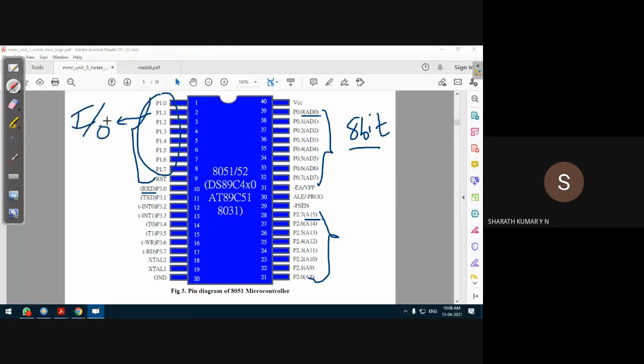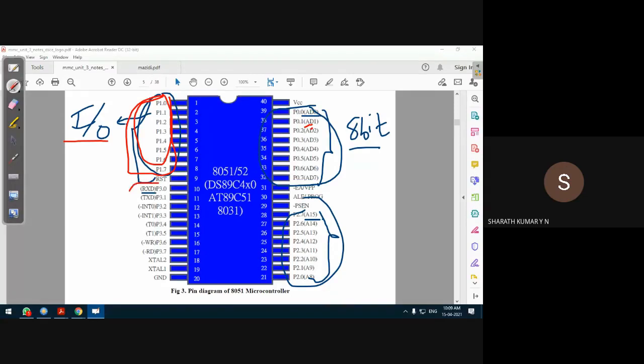Of course, even port 0 can be used as an IO port. Port 2 is also used as an IO port. All the three ports can be used as IO ports. Especially port 1 is used only as an IO port. It does not have any other function like carrying the data or carrying the address. It's just a normal input output pin. That is port 1.